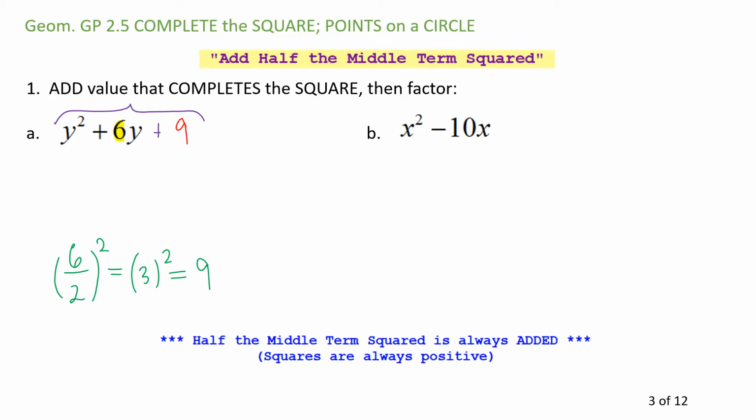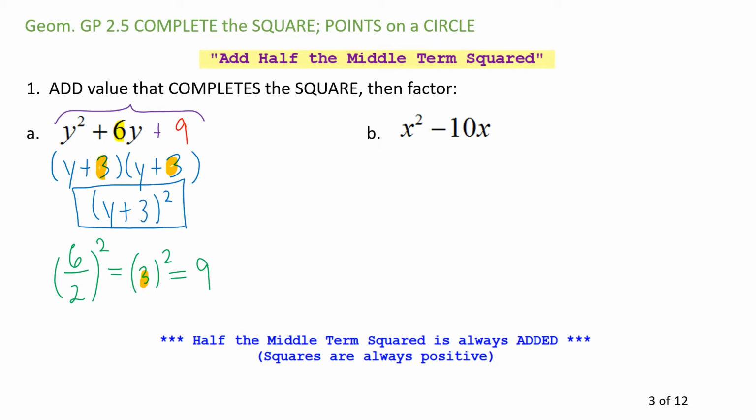This also says to factor it. I'm going to factor it the same way every time, but I'm going to usually skip this step. This trinomial can factor into y plus 3, and that 3 is actually half the middle term, but not squared. So my final answer on this one is y plus 3 quantity squared. 9 was the number that completed the square.